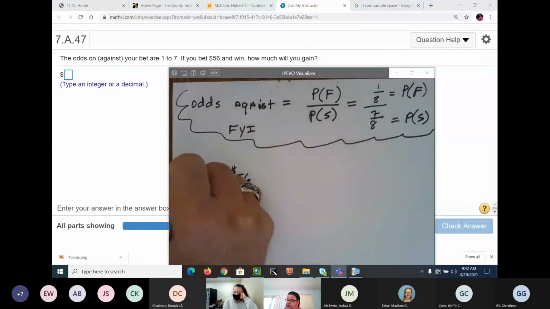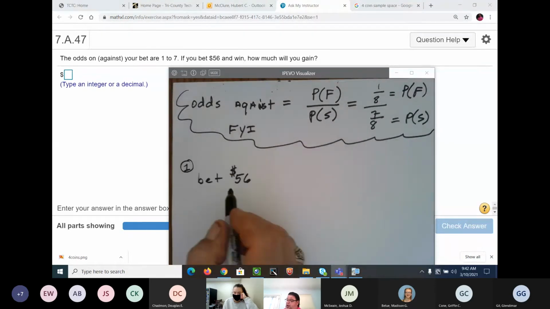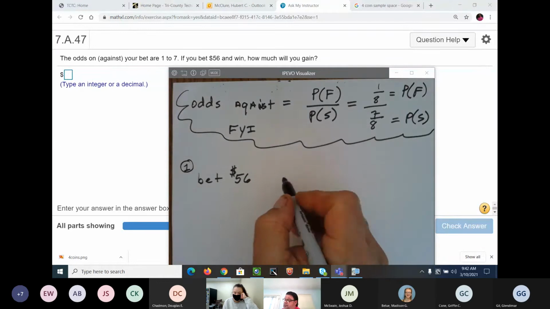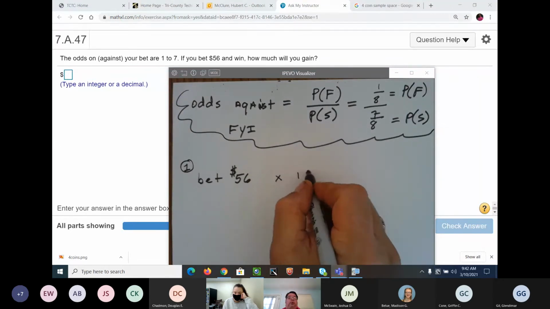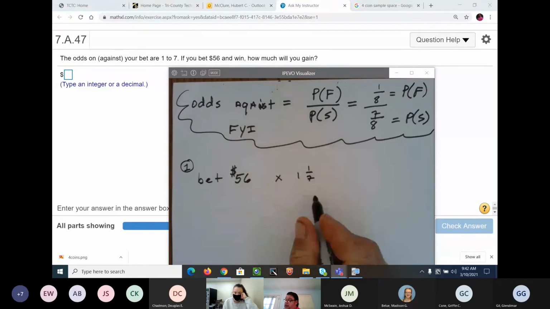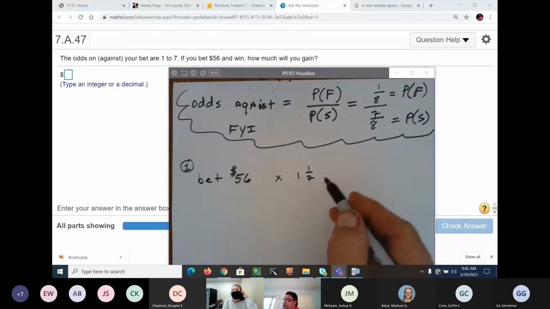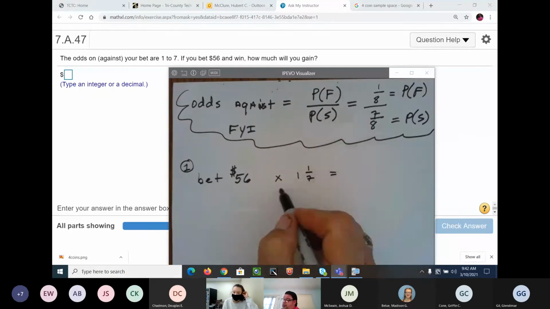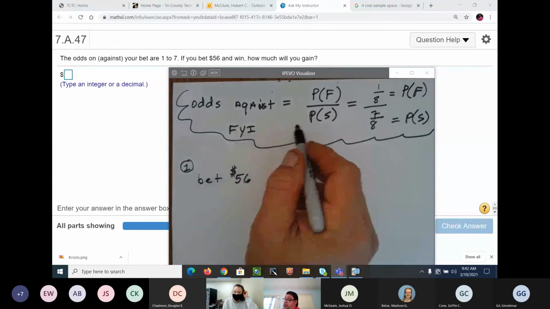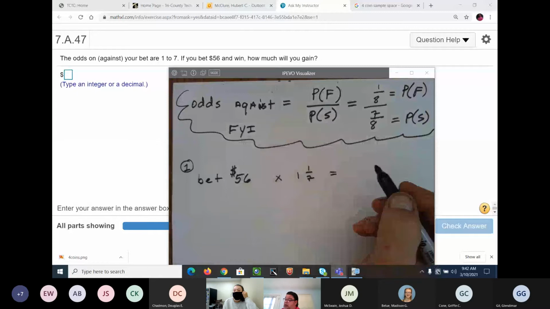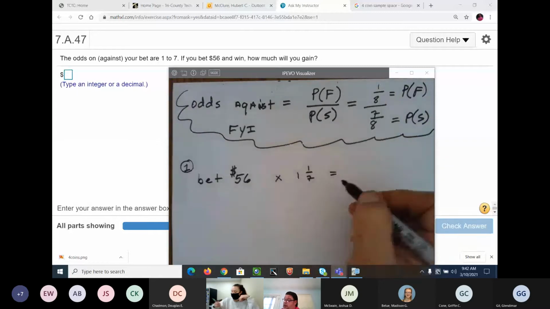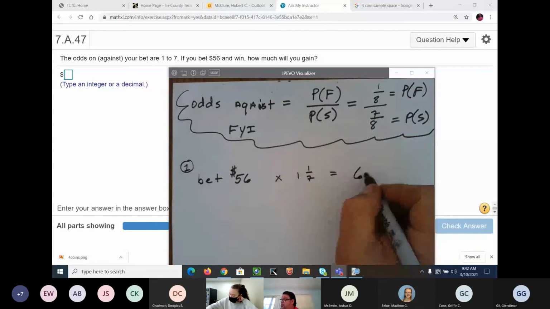One way to do it is multiply it by 1/7. Turn that into a decimal, and that's going to give you, when you do that, the 1/7 comes from the question, 1 to 7. All right. So that's one way to do it, and you'll come out with $64.